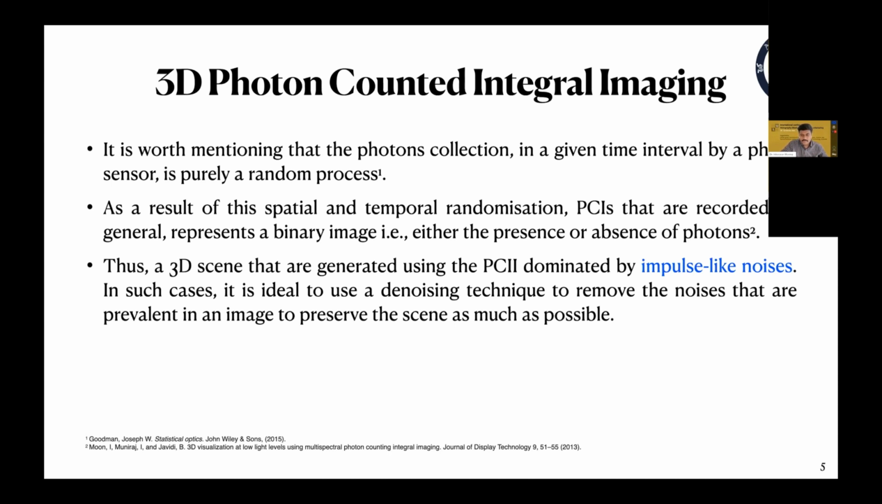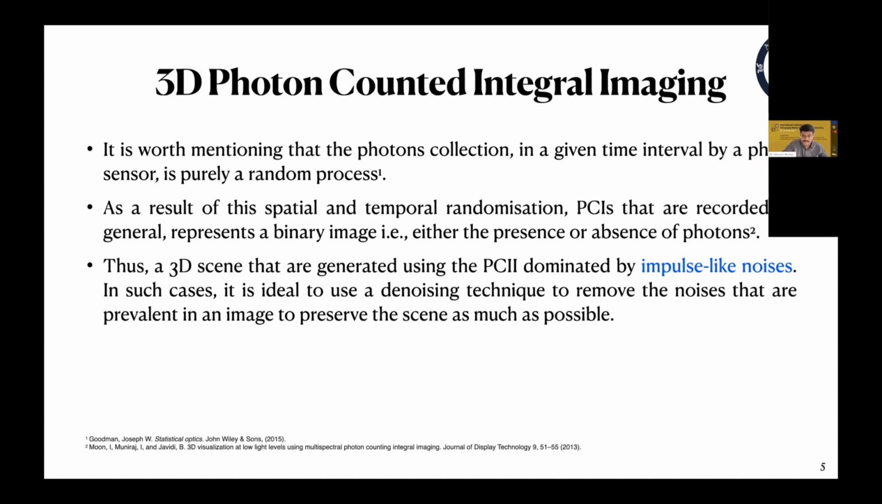Although this looks like a binary image, this 3D imaging system is widely used for several applications. One of the main applications is biomedical imaging, where we don't have too much light coming out of the human body. Therefore, with a limited number of photons, we are able to capture better images. One of the main limitations of photon counting systems is that the images produced by PCII are very much degraded because of the noise prevalent in the scene.